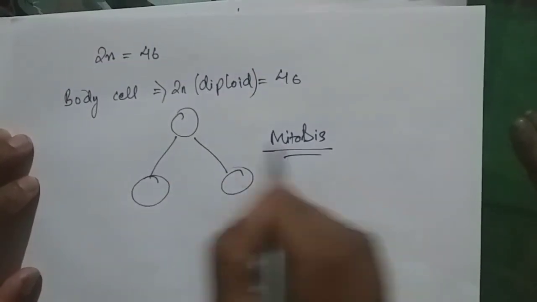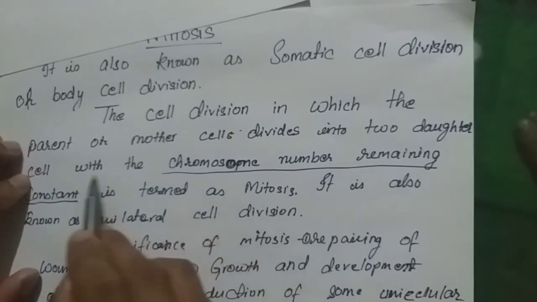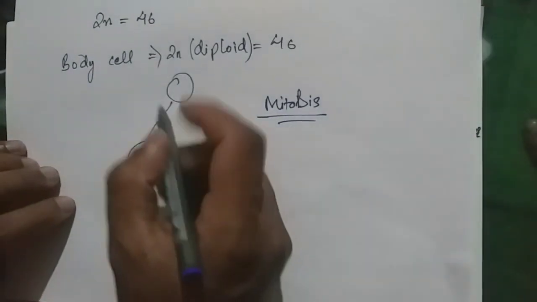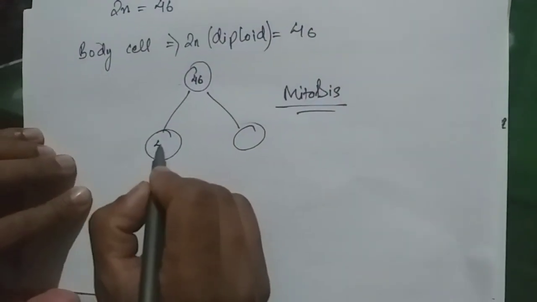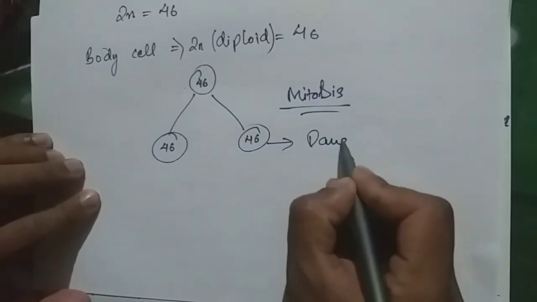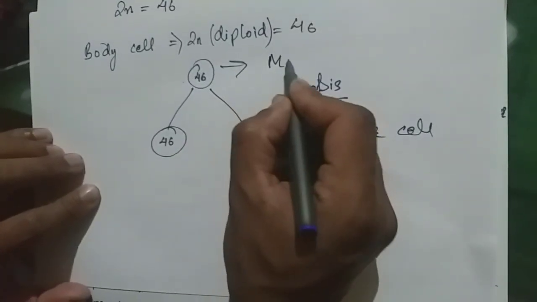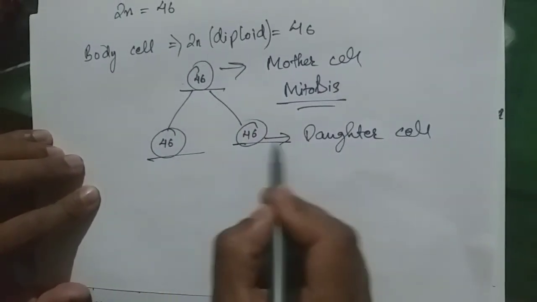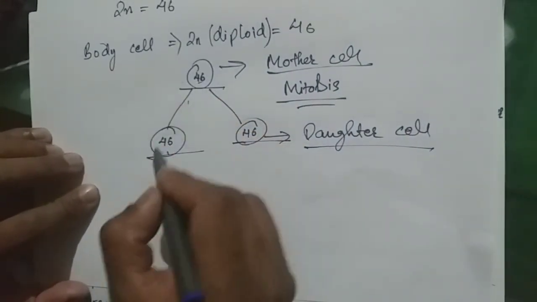In mitosis, as we saw in the definition, the chromosome number remains constant. So if the chromosome number of the mother cell is 46, then the chromosome number of the daughter cell will also be 46. In the case of mitosis, the chromosome number remains constant from mother cell into daughter cell, that is 46, 46.